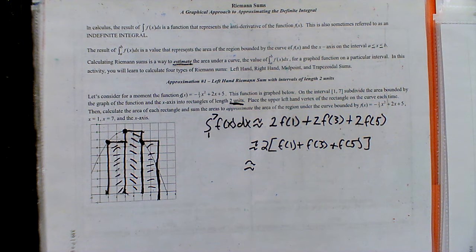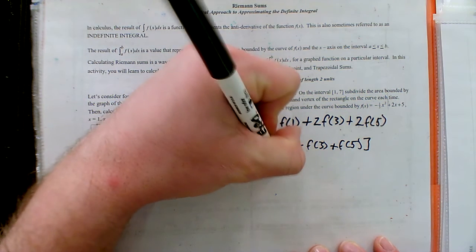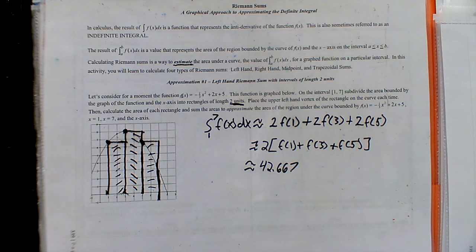And we don't really have any units, so just find a value, and let's go to 3 decimal places. Somebody gets an answer, let me know. We'll write it down. Yeah, 42.667. That is our approximation under that curve.